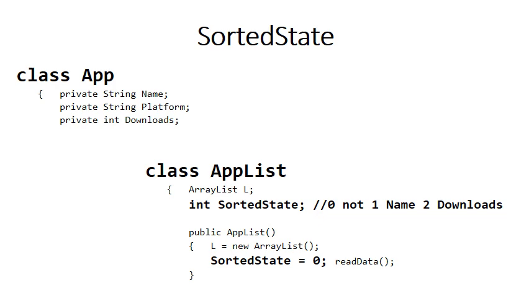Now SortedState is going to have three possible values: 0, which indicates it's not sorted; 1, which indicates that it's sorted on name; and 2, which indicates that it's sorted on downloads. So when you initialize your list in the constructor, the first thing you do is say, just before I read from the text file, I don't know what sorting has happened in the text file and what format the file data is. So I simply say the list is currently not sorted, because I don't have any knowledge on how it has been sorted or not.